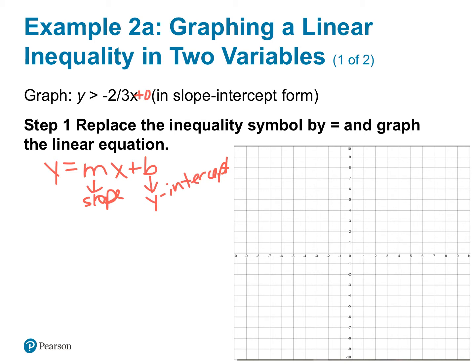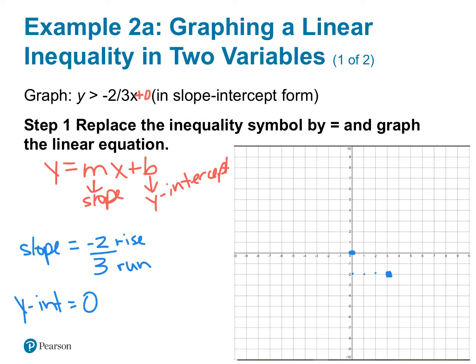So that means my slope is -2/3, and that's the rise over the run, how far it goes up compared to how far it goes over. Then the y-intercept equals 0. So this one, I'm going to graph the y-intercept at 0. And then I'm going to go -2, so down 2, forward 3.